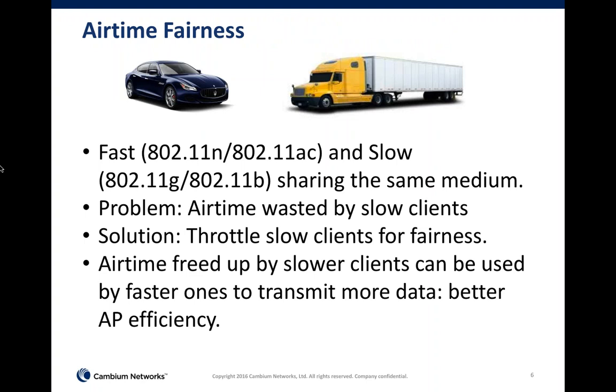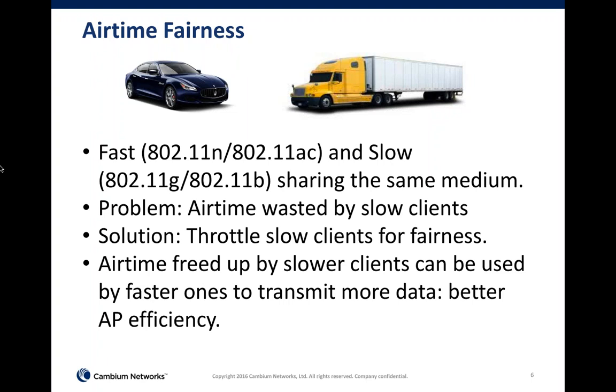Airtime Fairness is another feature which is part of the 3.0 release. We see a lot of fast and slow clients, fast being 11N and 11AC, which can use higher data rates, sharing the same medium with 11G and 11B today. And the way the 802.11 protocol works, everybody contends for the medium, and whoever wins the contention starts to use the medium to transmit a packet.